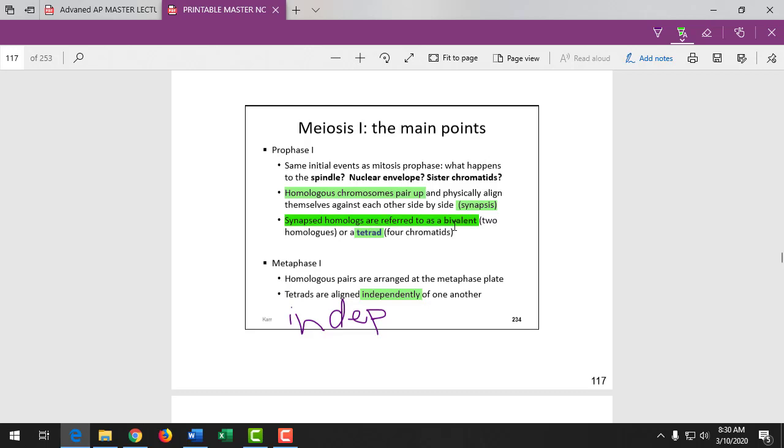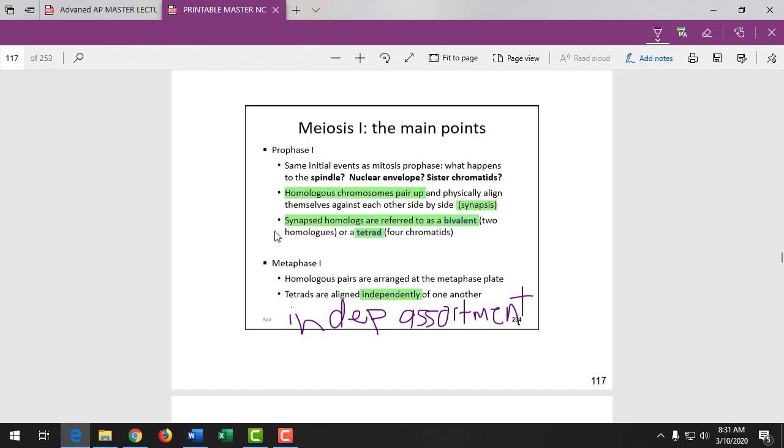Same name, same thing. And then that independent assortment is when those bivalents or tetrads line up in the middle of the cell. That is another source of genetic variation. So prophase 1 and metaphase 1 is where all the action is in getting that genetic variation.